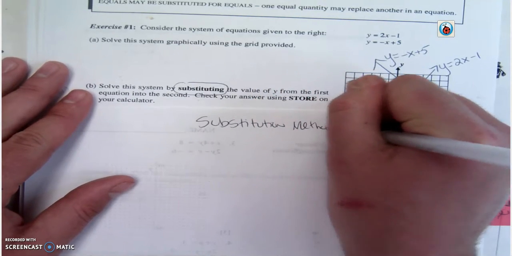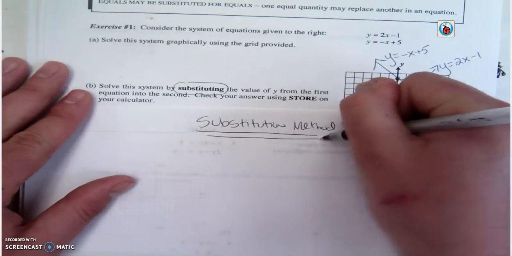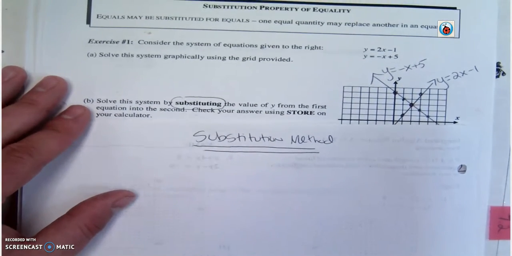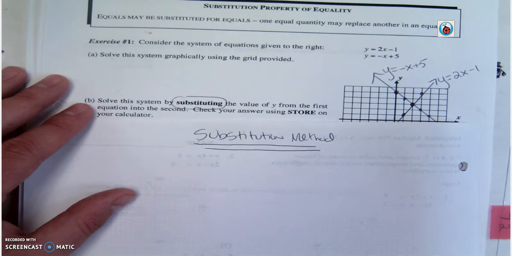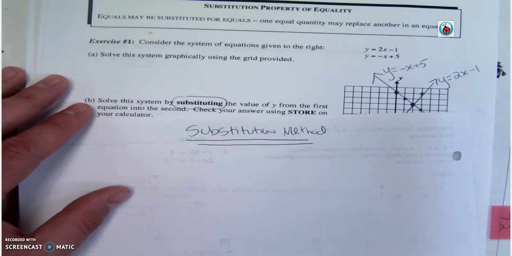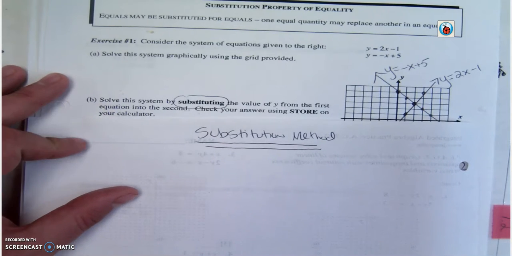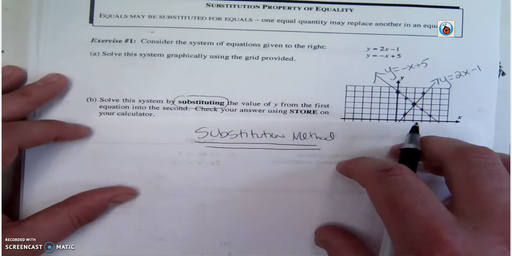Okay, so we actually have 3 methods to solving a system. We just went over the first one, which was graphing, on the right-hand side. We also have the substitution method, and the next method is going to be called the elimination method, which I'm going to break up into 2 separate videos because that's a little bit more complicated and it involves more mathematics, which can't be squished into this video.